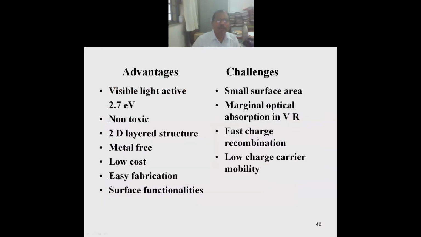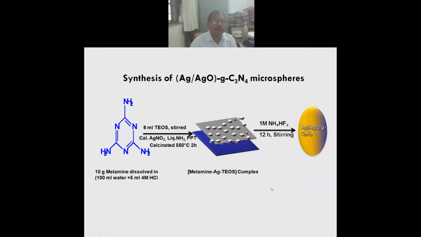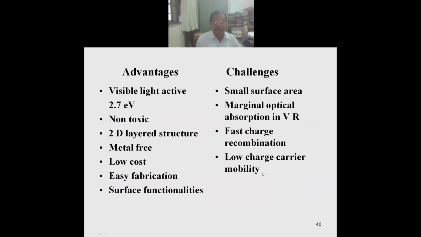So what are the advantages and challenges of this g-C3N4? Basically, the advantage is that g-C3N4 is visible active. It has a band gap of 2.8 electron volt, is non-toxic, has a 2D layered structure, and is metal free. It is low cost with easy fabrication, and surface functionalities are many. But the challenges are a low surface area, marginal optical absorption in the visible region, fast charge recombination, and low charge carrier mobility.